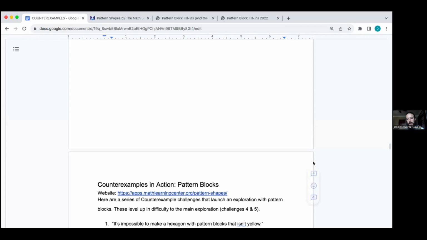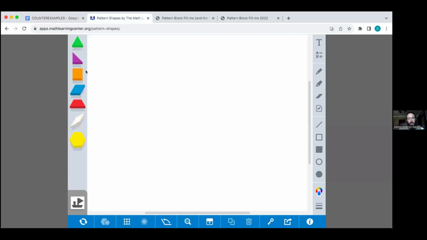And so I invite you, if you have the link, to open the browser and play with this and see if you can make a hexagon with pattern blocks that isn't yellow. And if you figure it out, you can tell me how you did it. Let's agree it's a regular hexagon. So of course I can make a regular hexagon like this with just a single yellow pattern block, but can I make a regular hexagon with pattern blocks that isn't yellow? Any suggestions?